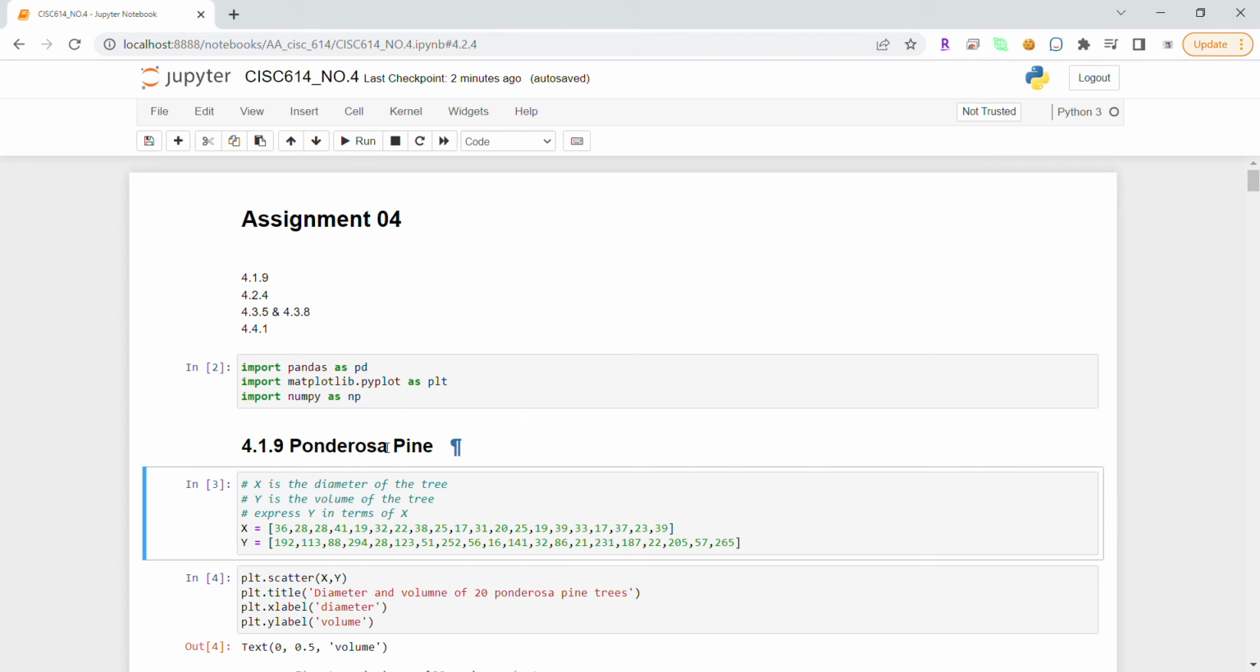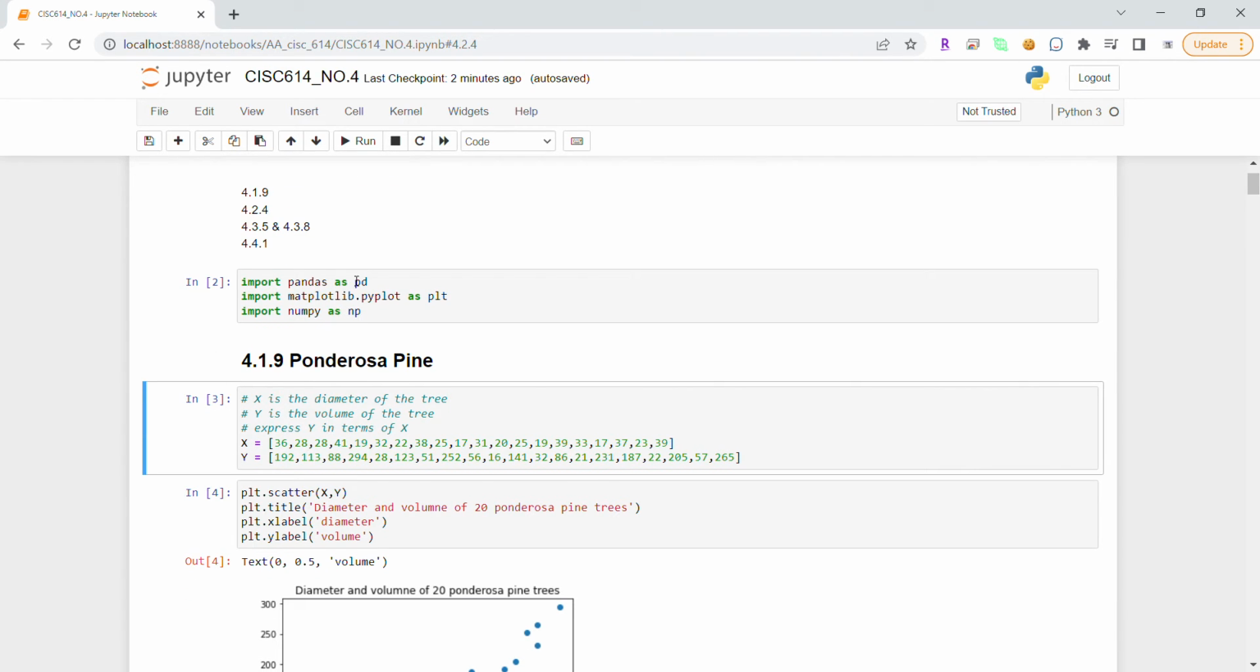So the first problem is 4.19. I was given the data of ponderosa pine, the diameter and the volume of the tree. So what I'm going to do is express the y in terms of x.